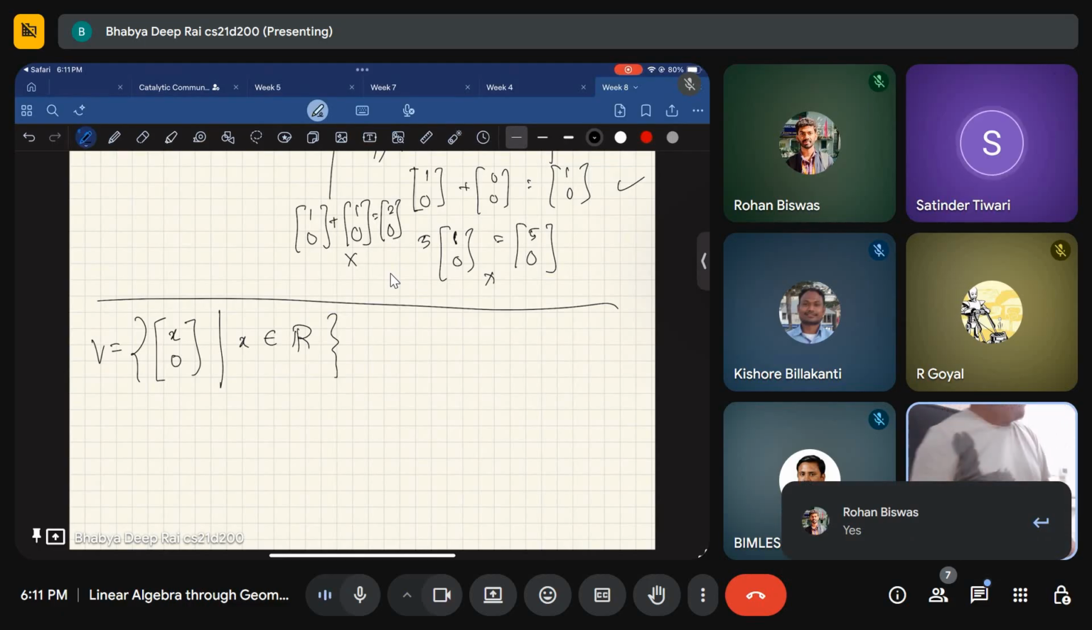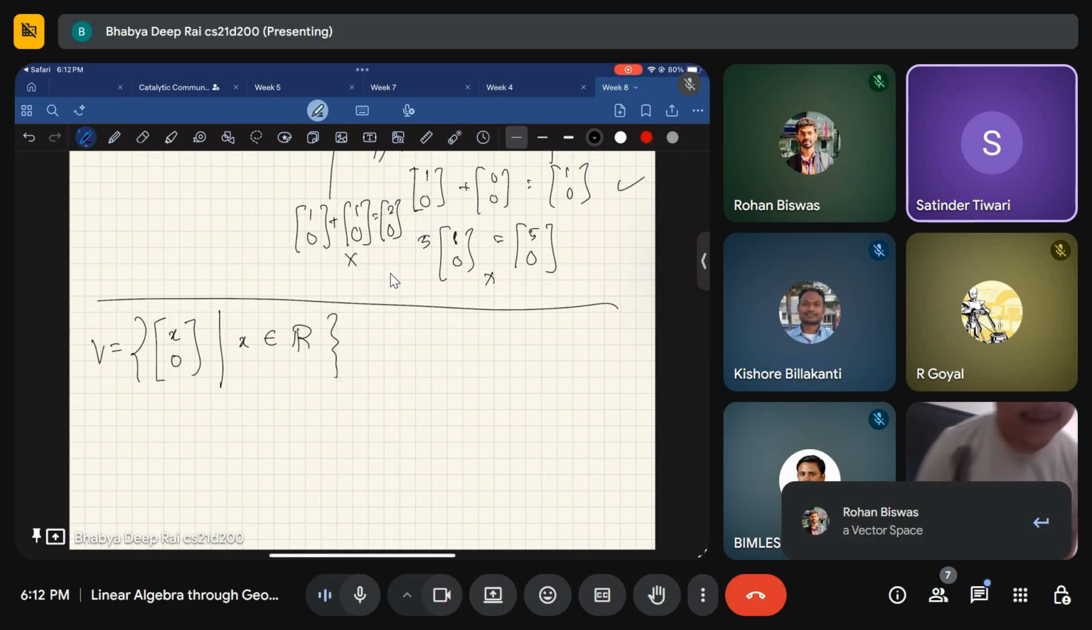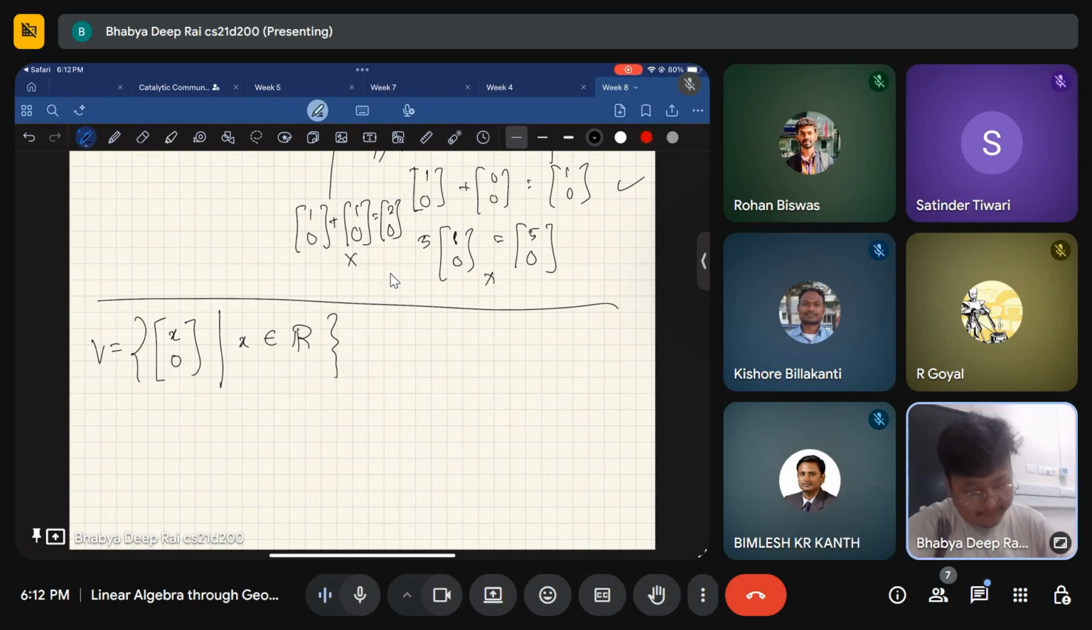One is saying yes, it is a vector. Okay. Yes. Okay, Satinder is also saying it's a vector space. Okay. So yeah, let's test it.